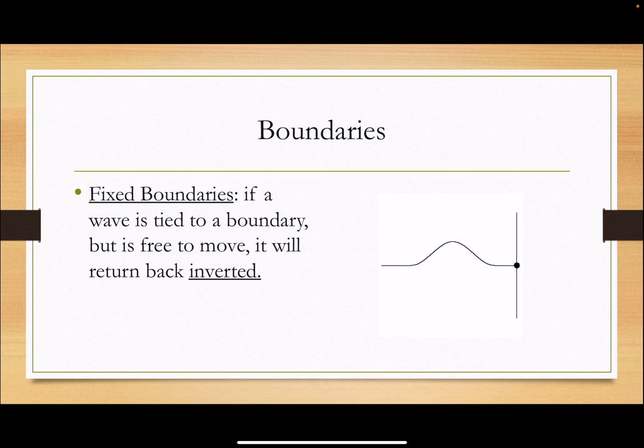On the other side, if we have a fixed boundary, if we tie it in a way that the rope can't move at the points, you actually get this weird reflection where it inverts after it hits it. So free boundaries are upright and fixed boundaries are inverted.